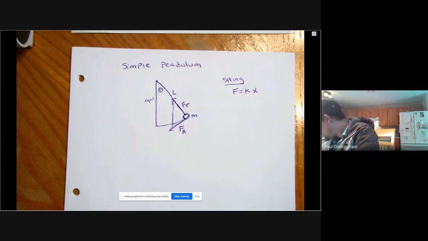Let me make sure I'm drawing a triangle right. Just like everybody, we always have fun drawing triangles, right? Okay, I think so. Yep.